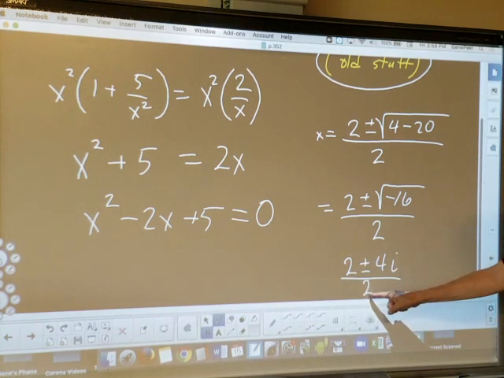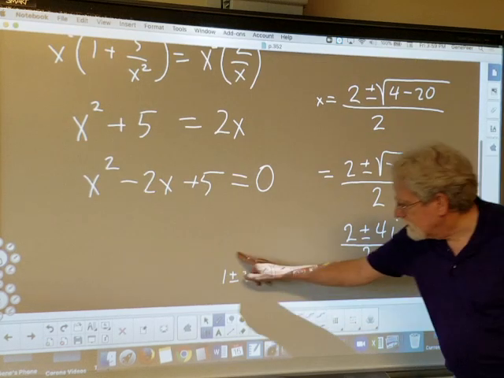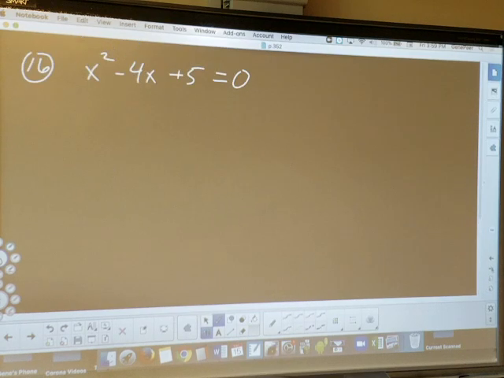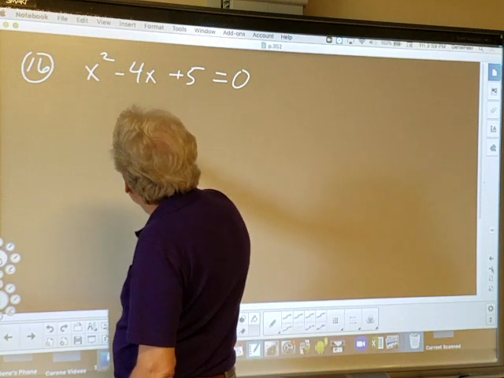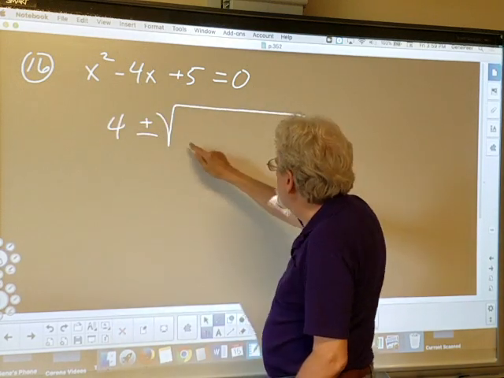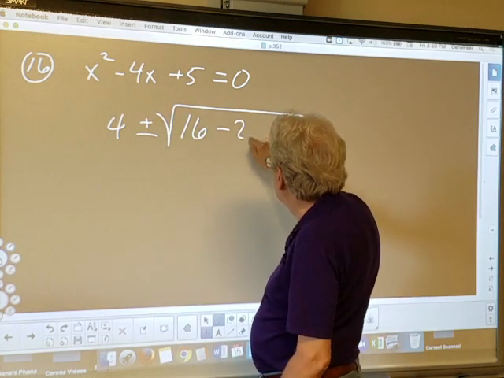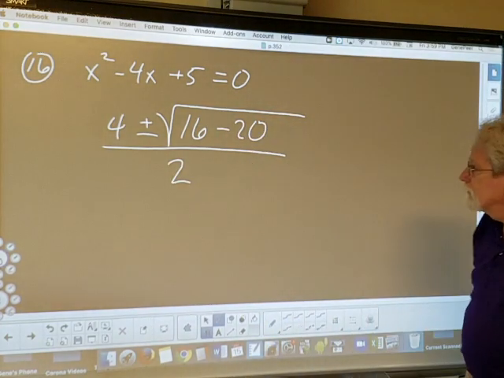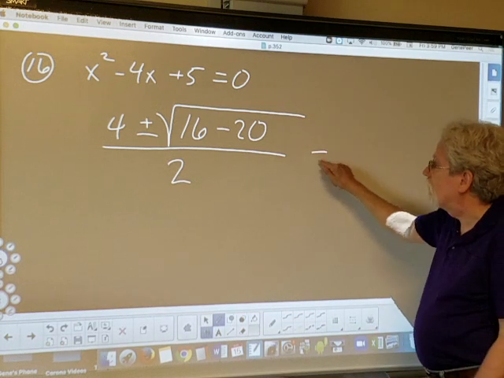That gives us 1 plus or minus 2i. 1 plus or minus 2i, correct. And we move on. This one doesn't look bad. Okay, so we have inverse b, that'll be a positive 4, plus or minus square root of b squared, that's going to be 16, minus 4 times 1 times 5, that's minus 20, all over 2 times 1. That's it. We're just filling in blanks and then simplifying.